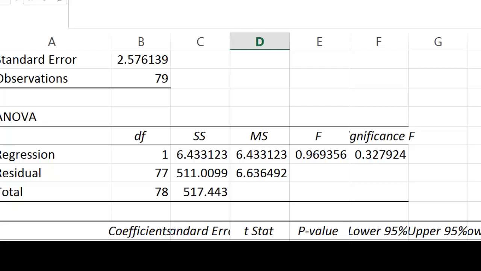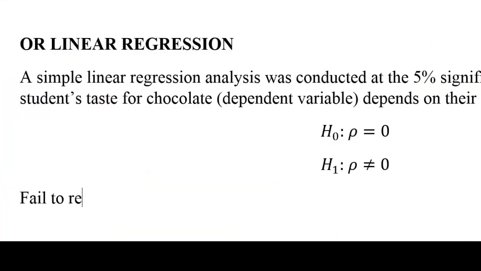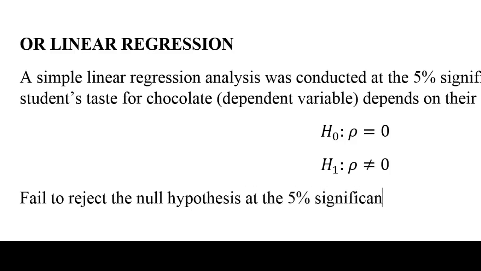All right, so I fail to reject the null hypothesis at the 5% significance level. Something like there is insufficient evidence to show that age and taste for chocolate are linearly correlated, which by the way, I really wouldn't have imagined that they were.